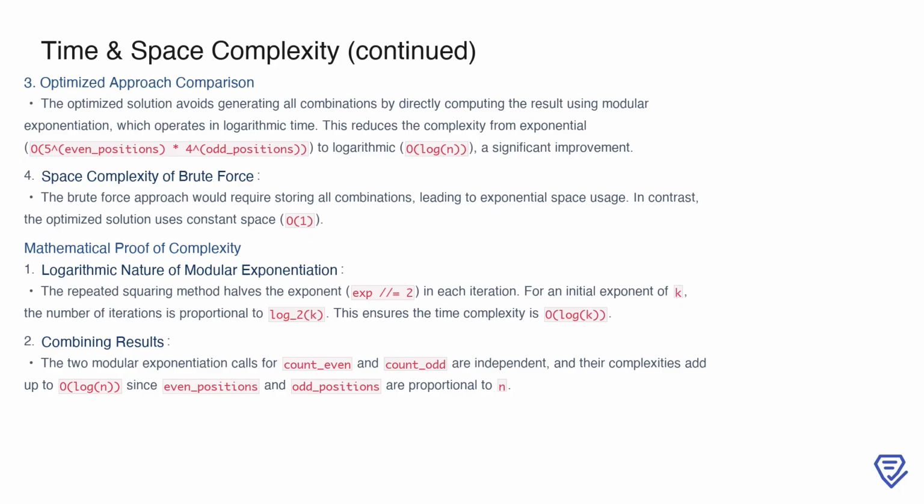On the space complexity side, the brute force approach would require storing all possible combinations, leading to exponential memory usage. The optimized solution, however, performs calculations in place and uses only a constant amount of space, maintaining a space complexity of O(1). The logarithmic nature of modular exponentiation is the key to this efficiency. By halving the exponent at each step, the number of iterations is proportional to the logarithm of the exponent's value. Since even_positions and odd_positions are proportional to n, the total time complexity remains log n for the entire computation.